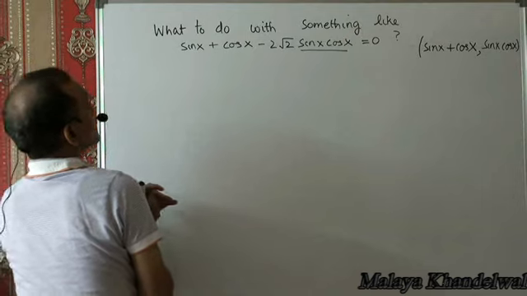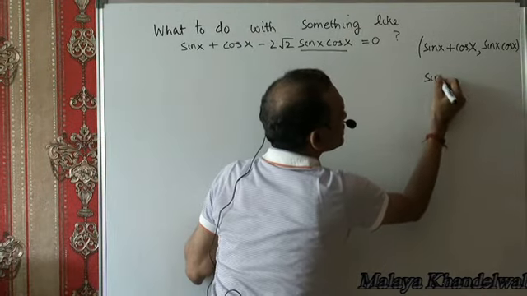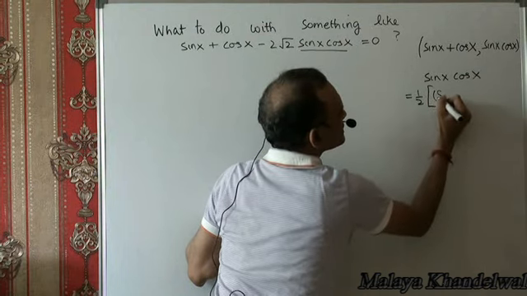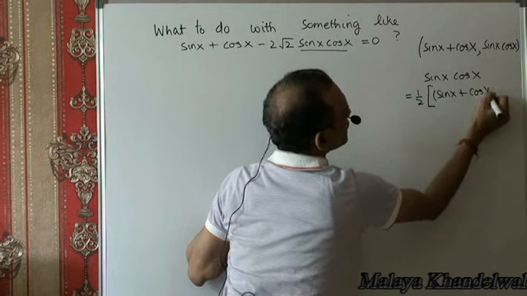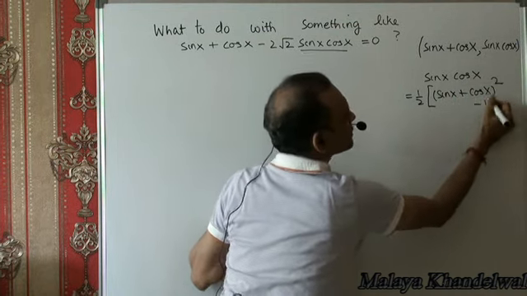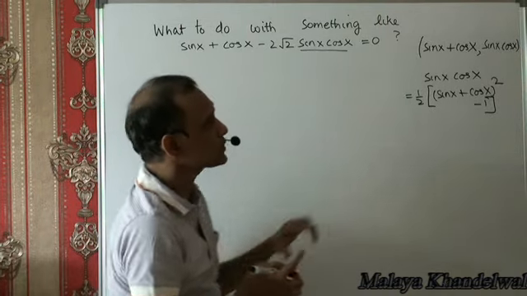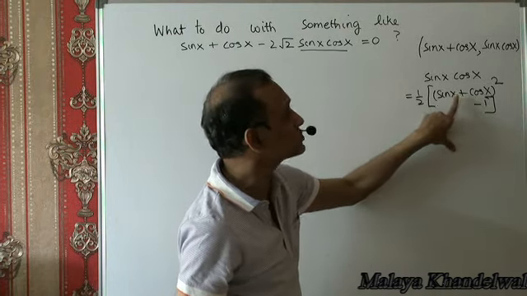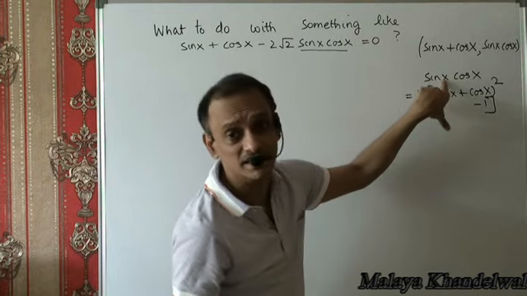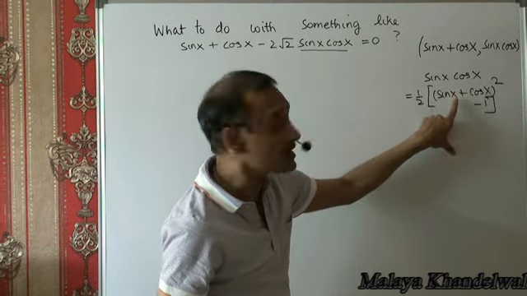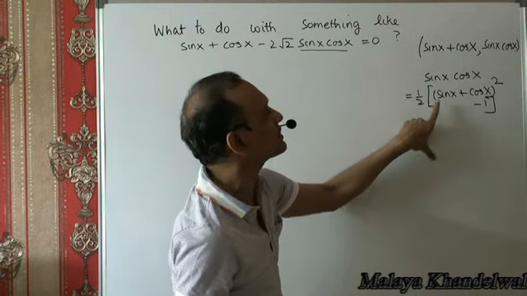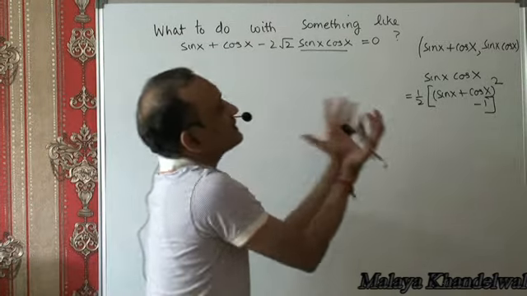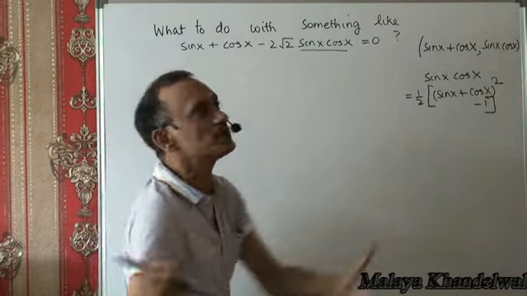What we can do is realize that sin x cos x is actually half of (sin x plus cos x) whole squared minus 1. Do you see this? Why? See, (sin x plus cos x) whole squared is 1 plus 2 sin x cos x, minus 1 makes it 2 sin x cos x, by 2 makes it sin x cos x. So sin x cos x can be represented in terms of sin x plus cos x in this manner: half of (sin x plus cos x) whole squared minus 1, right? So the whole thing can be expressed as a function of sin x plus cos x alone.